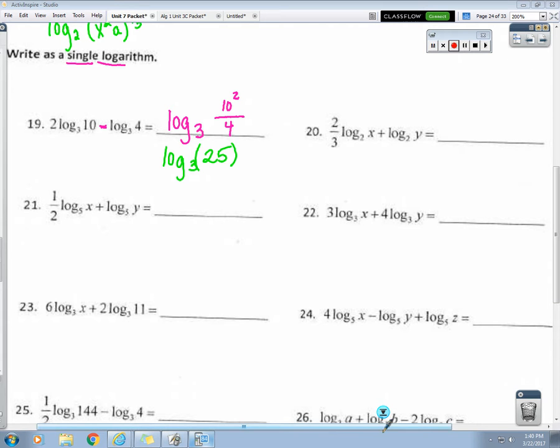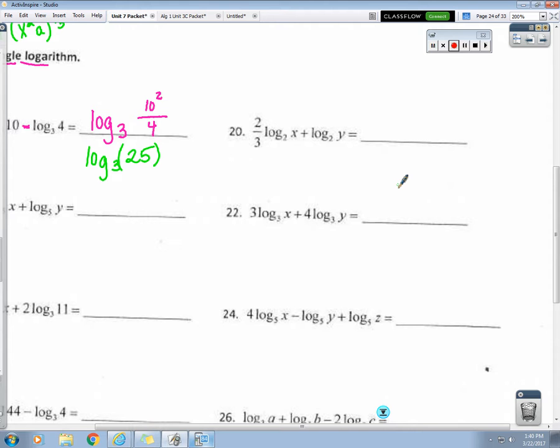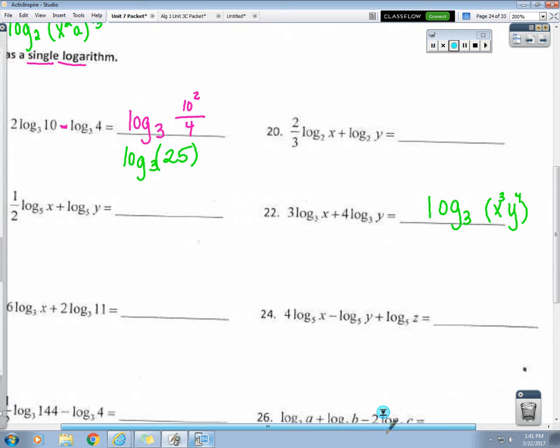Number 22. Log base 3 of x times y, because plus in expanded form means multiplication and condensed. X has a 3 out front, so it was cubed. Y has a 4 in the front, so it was to the 4th. Did y'all get that? Okay, let's try number 23.